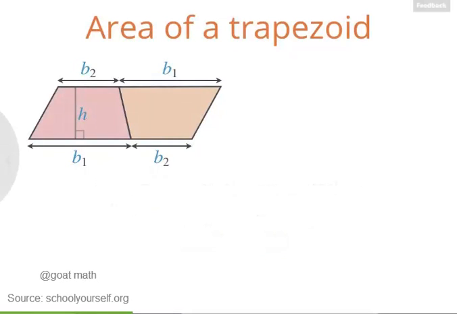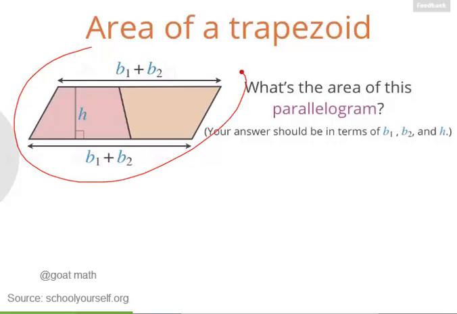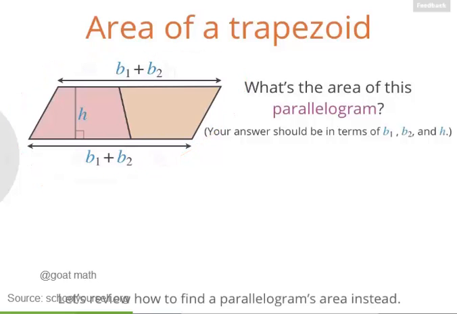Exactly, this is a parallelogram. Its height is h, and the base of the parallelogram is the sum of this side and this side, so its base has a length of b1 plus b2. So what's the area of this entire parallelogram? If you'd like to review how to find the area of a parallelogram, click down here instead.